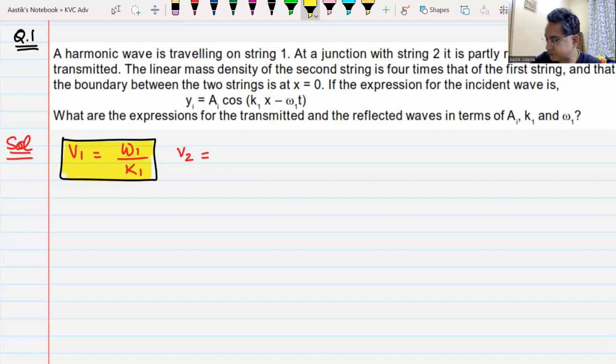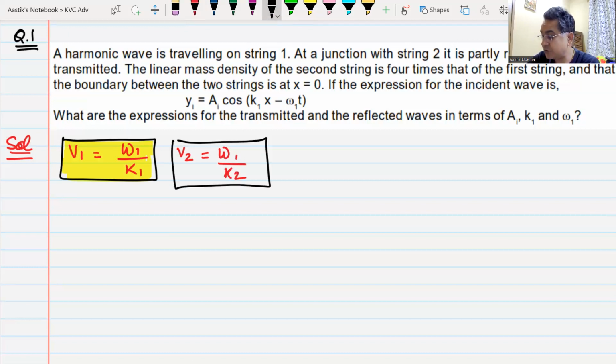Omega 1 by K2, sir. Should it take rocket science to give me this answer? You've taken 2000 seconds to give me this answer. Should it have taken so much time? No. So this is the velocity in the second medium. But you don't know the value of K2. So what you have to do is find out the value of K2. How will I find the value of K2?